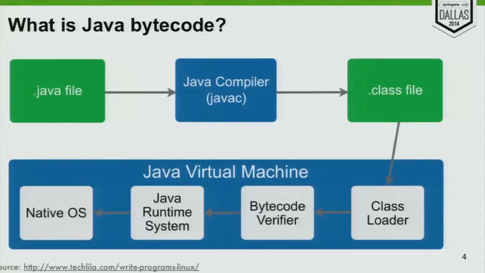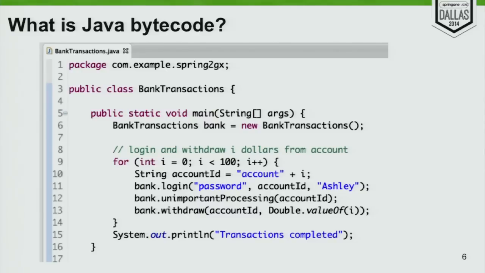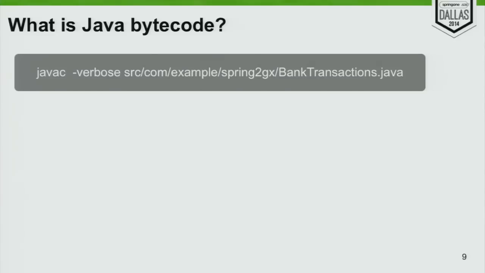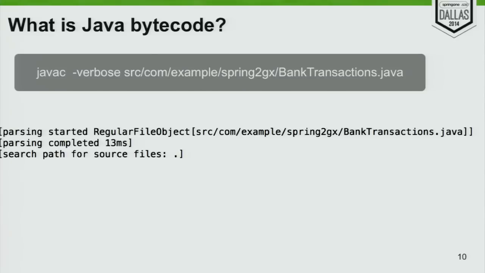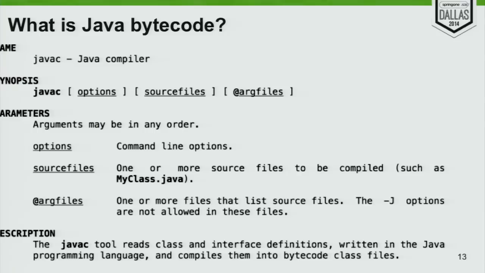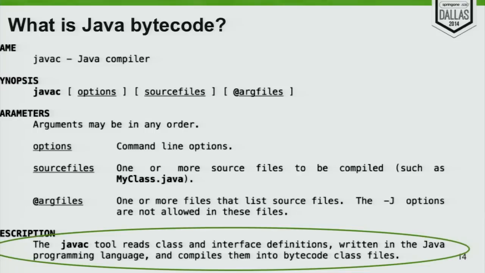So you all are probably familiar with this. We have our .java file. It looks something like this. We write it every day, right? And that .java file goes into our Java compiler. Generally, it's Ant, Maven, or Gradle. And if you run a command line with verbose, you can see it parsing your file. It'll do all the compilation, and it'll print out your .class file. And this .class file is essentially what contains the bytecode.